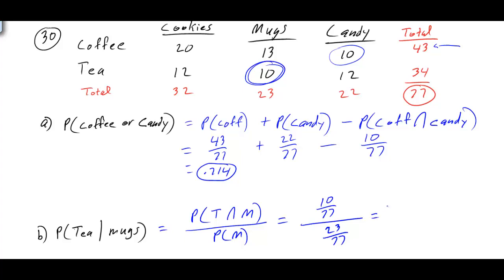So then if we take this, we would have 10 out of 77, and we could certainly multiply by the reciprocal, so that would be 77 over 23. So we end up with 0.435. Okay, so that's the probability of tea given that we have mugs as well.